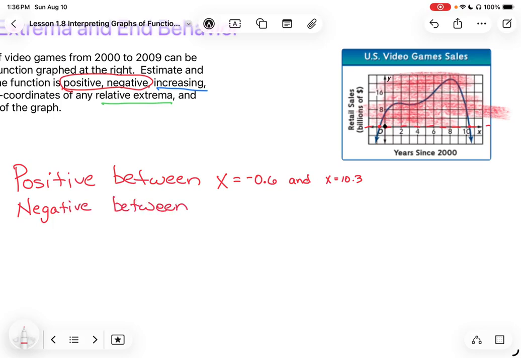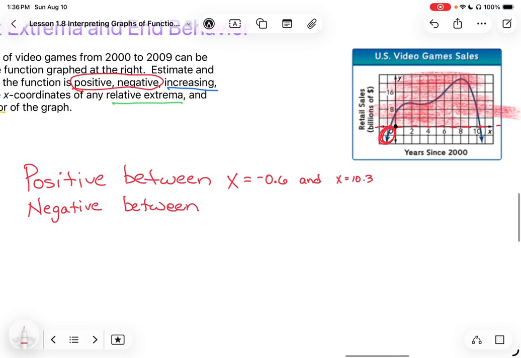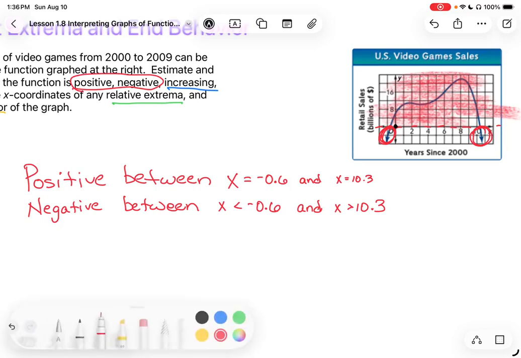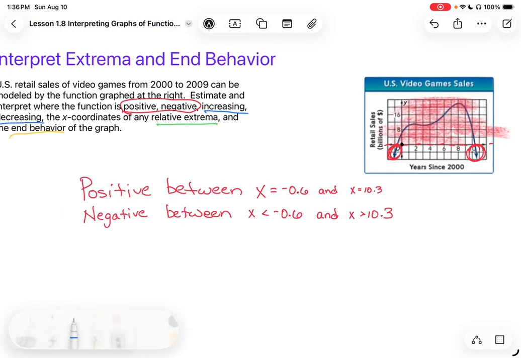Well, once we know where it's positive, negative is pretty easy. It's everything else. So it's negative on this piece right here. So that's when x was lower than negative 0.6. And it's going to be negative here on the end also, which is when x is more than 10.3. There we go, positive and negative. It's positive between negative 0.6 and 10.3, and it's negative when it's below negative 0.6 or above 10.3. Great.